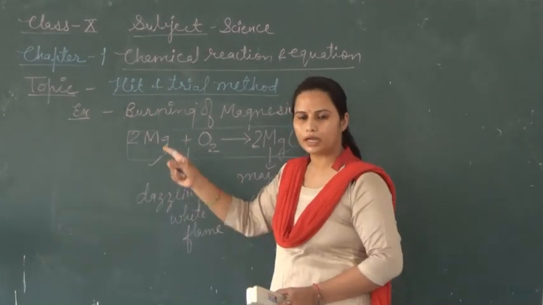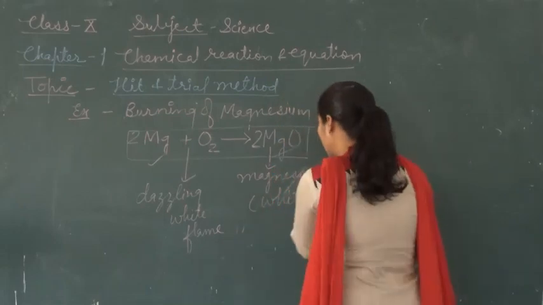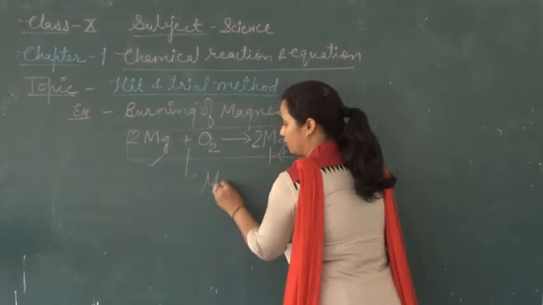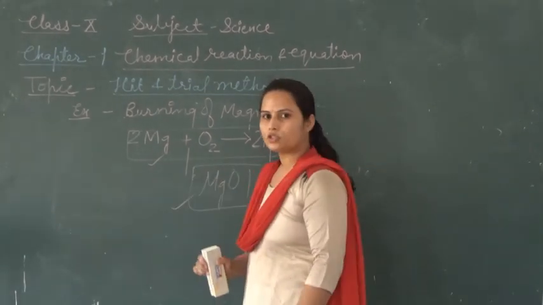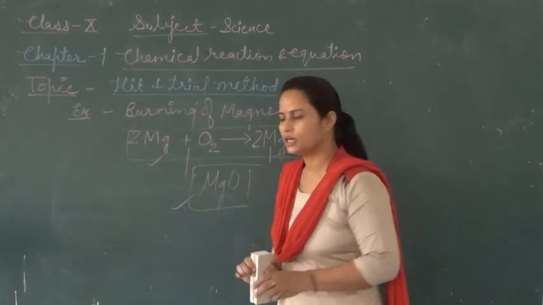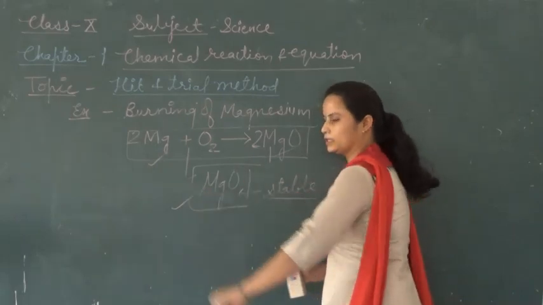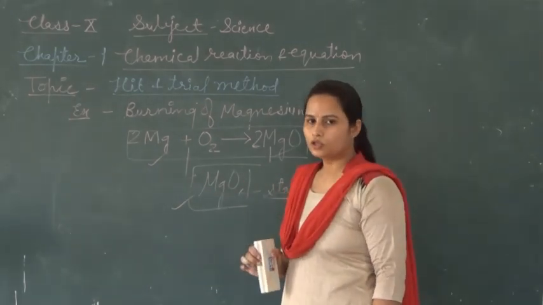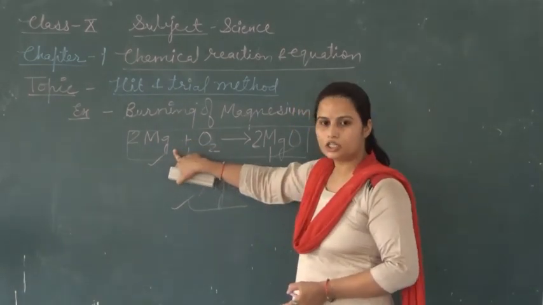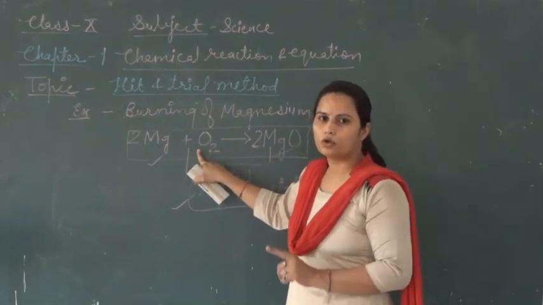Whenever we use the magnesium ribbon, it is first rubbed with sandpaper. The reason is that the metal reacts with oxygen and forms magnesium oxide. So on the magnesium ribbon, a thin layer of magnesium oxide is present, which is stable in form. Magnesium oxide is stable. So first we remove the layer of oxide from the magnesium ribbon, and only then does the magnesium ribbon react with oxygen.